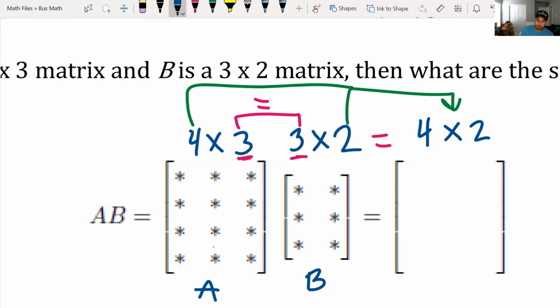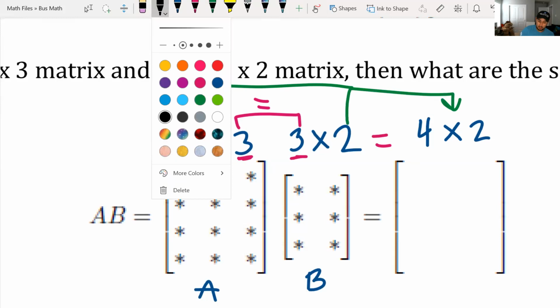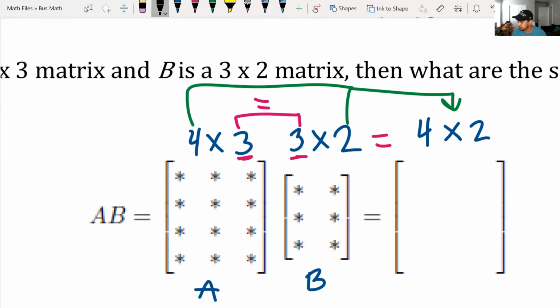Now, all it wants us to do is fill in the elements. Okay, so 4 by 2, 4 rows by 2 columns. So 1, 2, 3, 4. 4 rows by 2 columns. That's it.